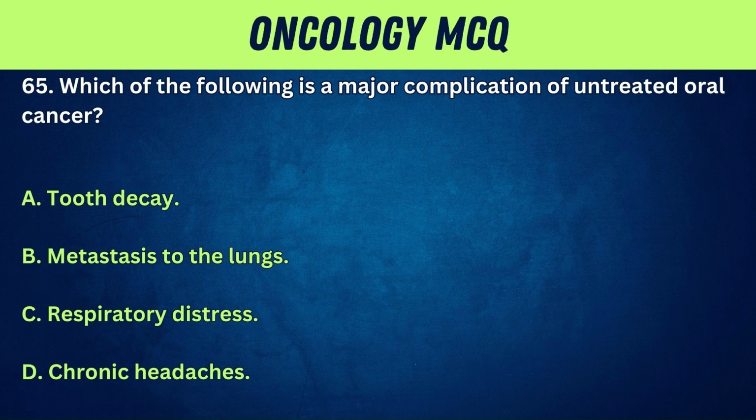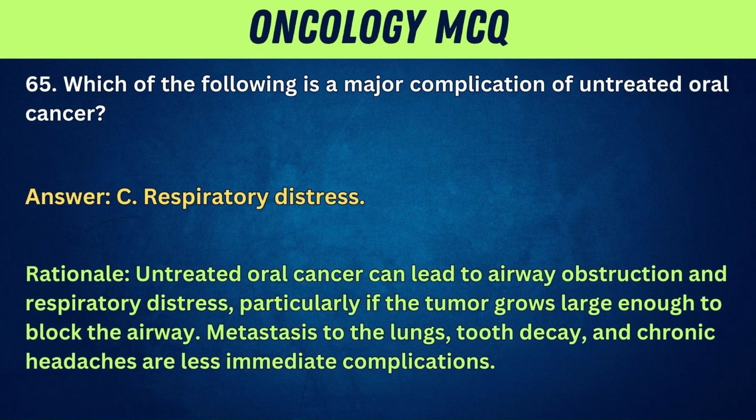65. Which of the following is a major complication of untreated oral cancer? A. Tooth decay. B. Metastasis to the lungs. C. Respiratory distress. D. Chronic headaches. Answer: C. Respiratory distress. Rationale: untreated oral cancer can lead to airway obstruction and respiratory distress, particularly if the tumor grows large enough to block the airway. Metastasis to the lungs, tooth decay, and chronic headaches are less immediate complications.